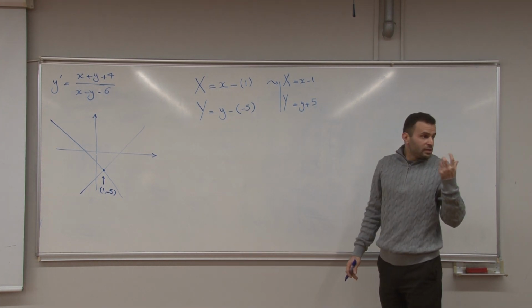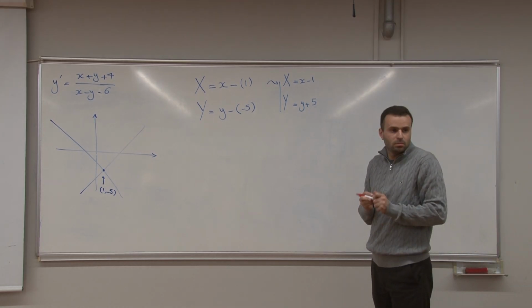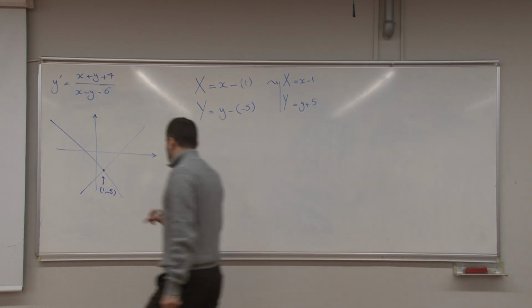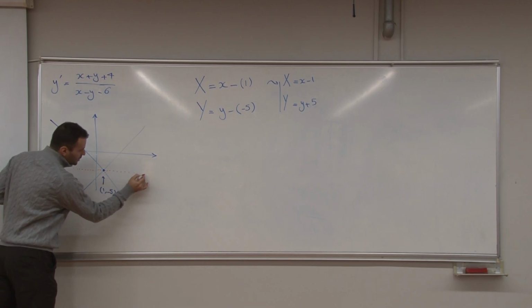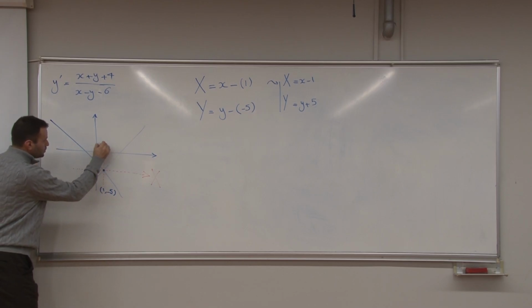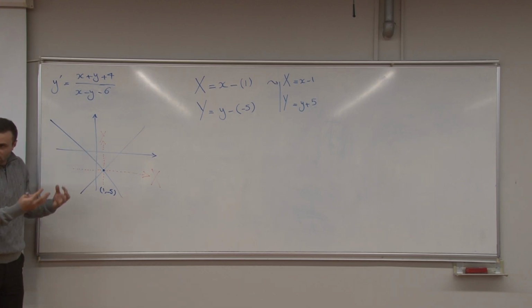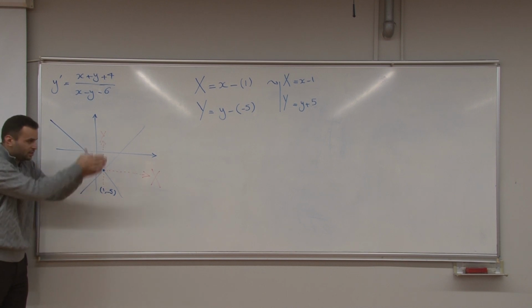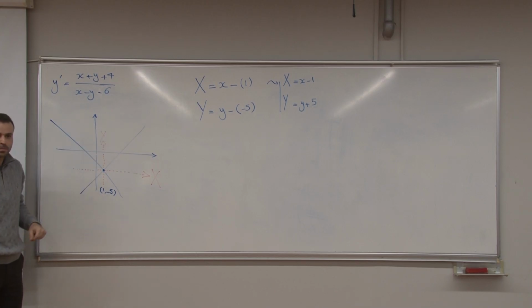What I'm trying to do is this. I'm trying to introduce a new coordinate system, capital X, capital Y, such that the origin of that new coordinate system is exactly at the intersection of these 2 lines.